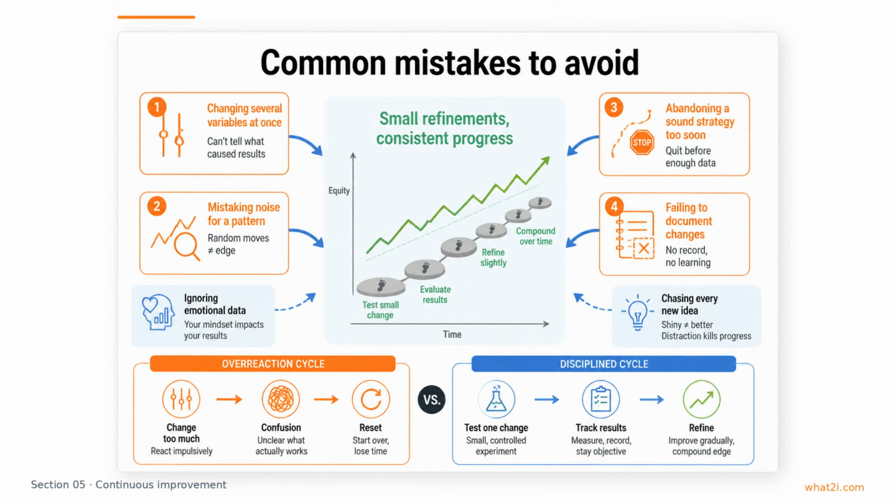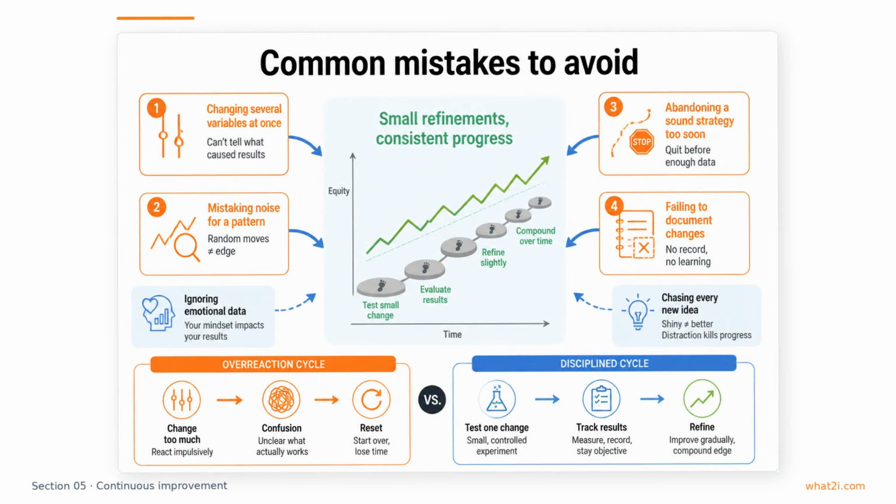The biggest mistakes in continuous improvement usually come from reacting too quickly or changing too much. If you adjust several variables at once, you can no longer tell what caused the result. If you mistake normal noise for a meaningful pattern, you may damage a strategy that was still sound. Some traders abandon a workable method too early simply because they have not gathered enough data. Others fail to document changes, which makes learning almost impossible. Disciplined improvement means testing one change at a time, keeping records, and letting evidence shape the next step.